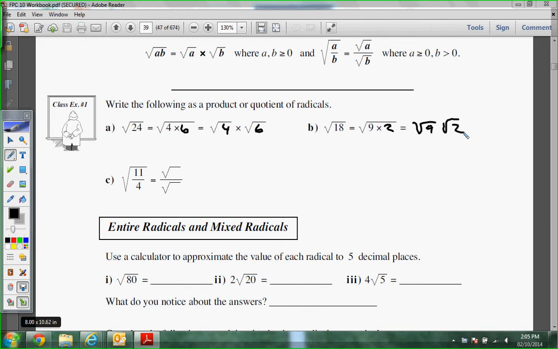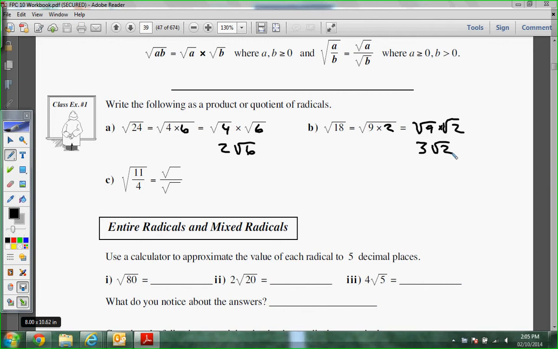Now what do you notice about these though? We're doing this for a purpose, but what's the square root of 4? So you can write it 2 root 6. That's how you can write it simplified, because root 4 is 2. Same thing here, what's the square root of 9? 3 root 2. That's what we call a mixed radical, 3 root 2. This right here is an entire radical. This right here is a mixed radical. Kind of like a mixed number, right? Anything yet? No dice?